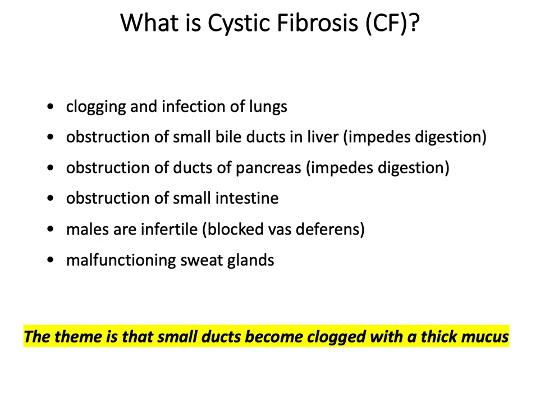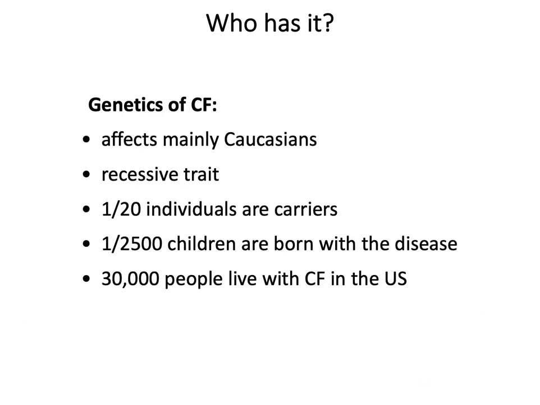Some characteristics of cystic fibrosis: the primary cause of the disease is the production of a thick mucus that clogs lungs and many of the smaller ducts, which can lead to infection and pneumonia as well. There is obstruction of small bile ducts in the liver, the ducts of the pancreas, small intestine, vas deferens, and also malfunctioning sweat glands, all due to the production of mucus. Basically, all the small ducts and glands in the body become clogged with a thick mucus.